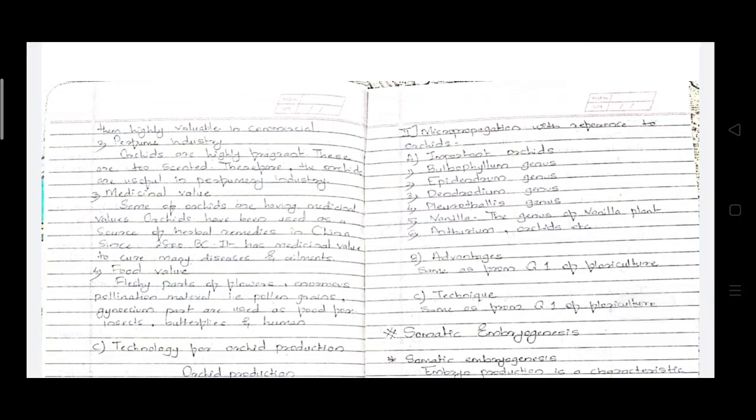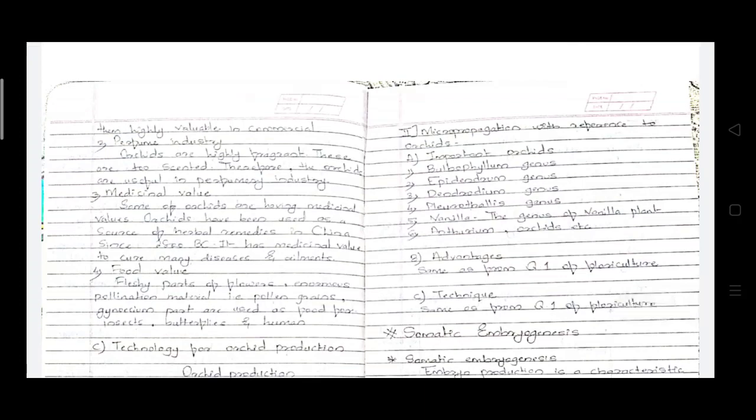The second importance of these orchid plants is the perfume industry. That means these orchids are highly fragrant. They are strongly scented. Therefore, orchids are useful in the perfumery industries, due to their beautiful essence.